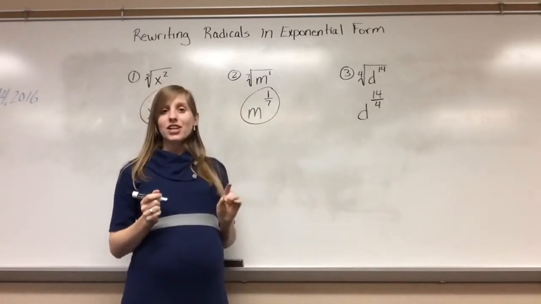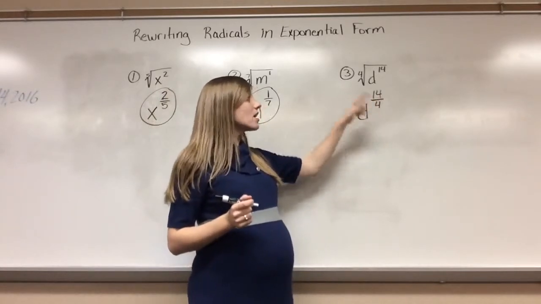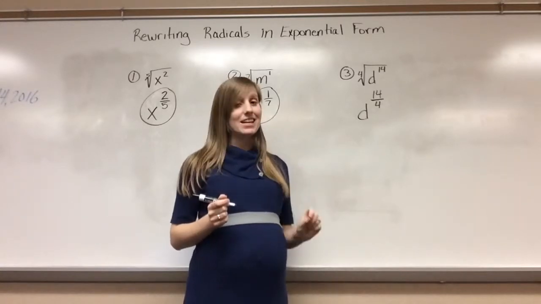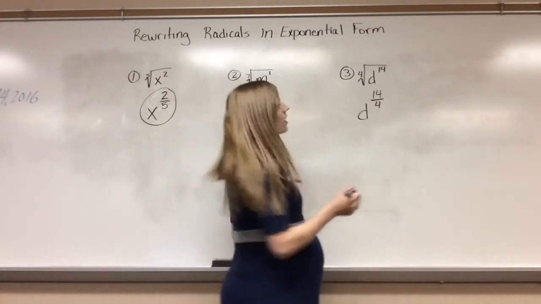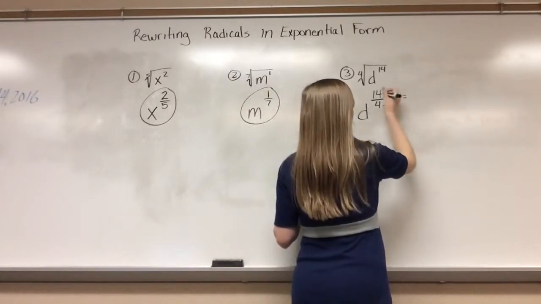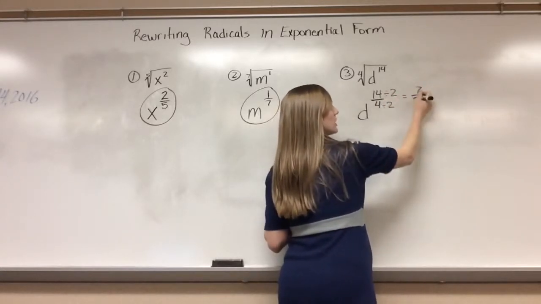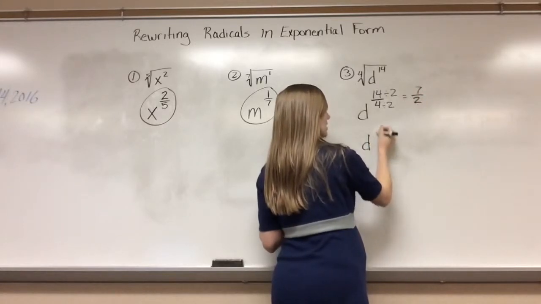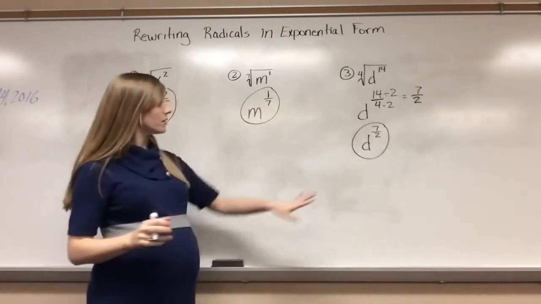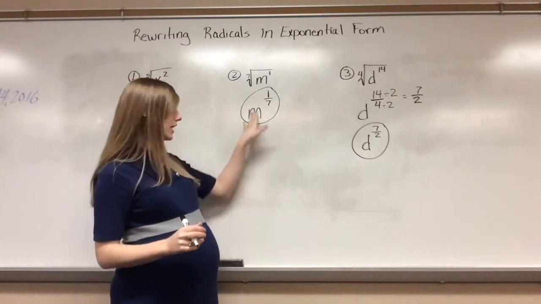Now, I need to check and see if I can simplify this. Looking at these two numbers, 14 and 4, they're both even numbers, which means they are both divisible by 2. So I can simplify this, so I need to simplify it. I can divide top and bottom by 2, which gives me 14 divided by 2 is 7, and 4 divided by 2 is 2. So I have d to the 7 halves. That is my exponent in simplest form. Again, if you can simplify it, do. If you can't, then you just leave it.